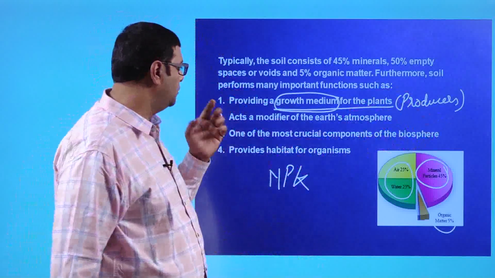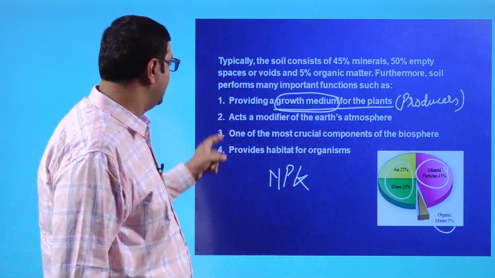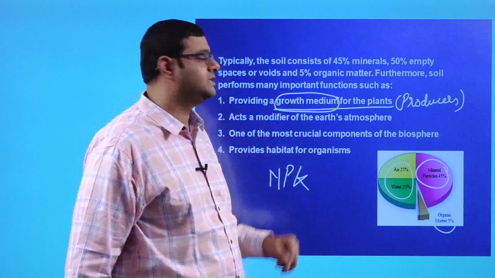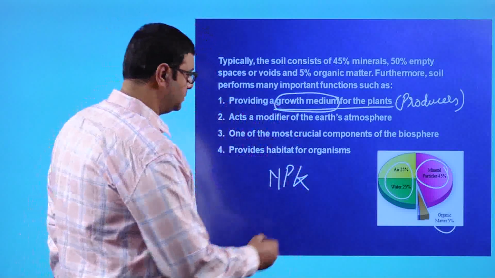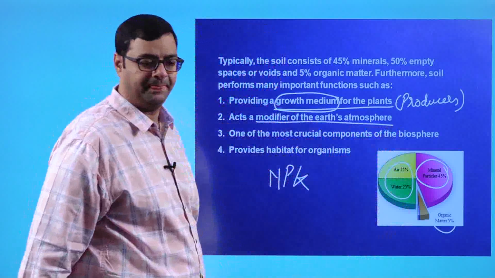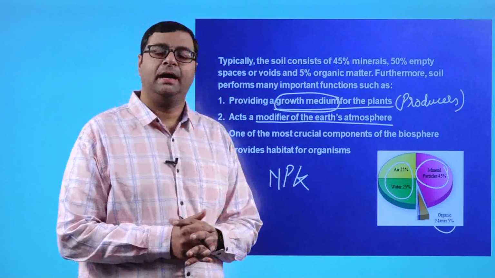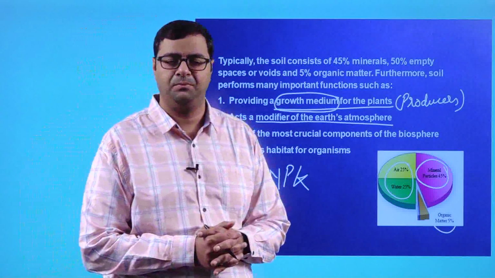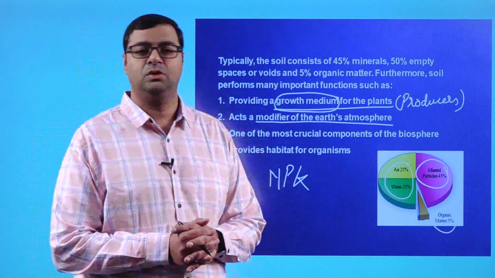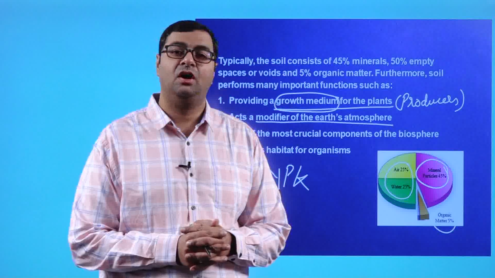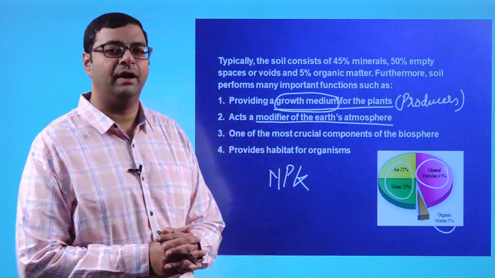Now moving on to the second topic, acts as a modifier of the Earth's atmosphere. So modifier of the Earth's atmosphere means what? Now let's go back to millions of years ago, or say billions of years ago. The Earth was not like this before.